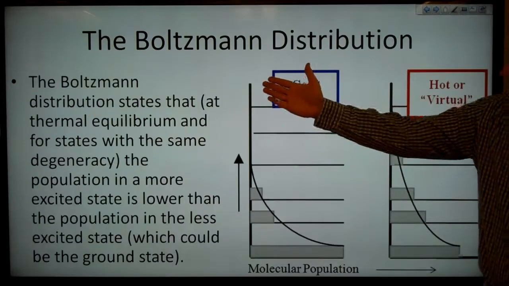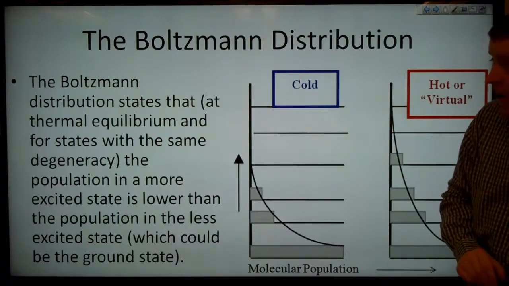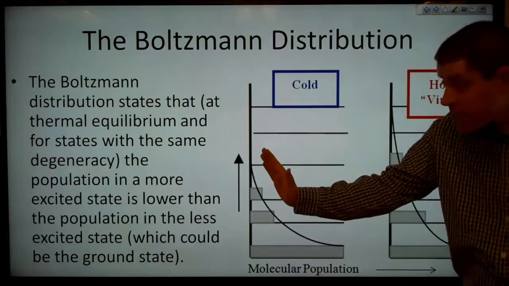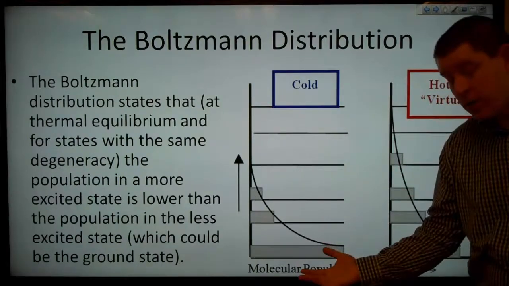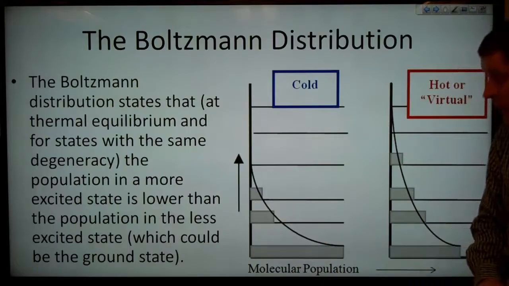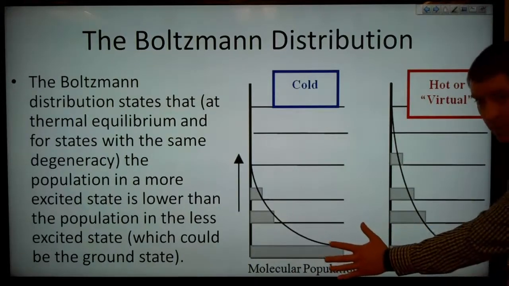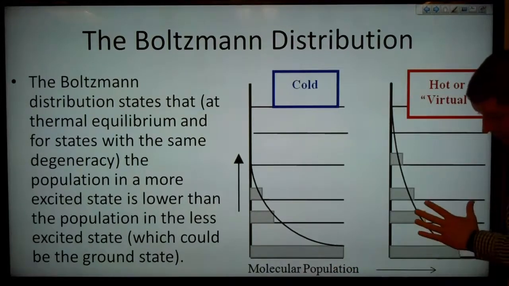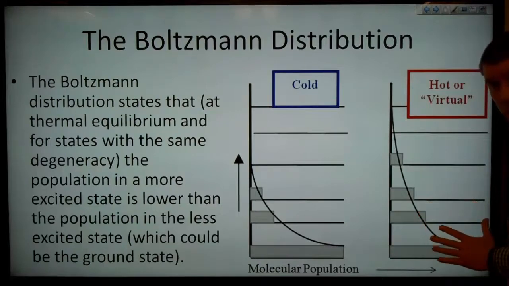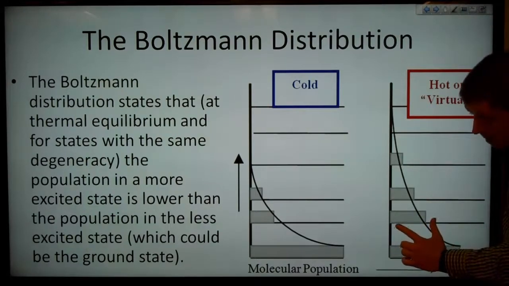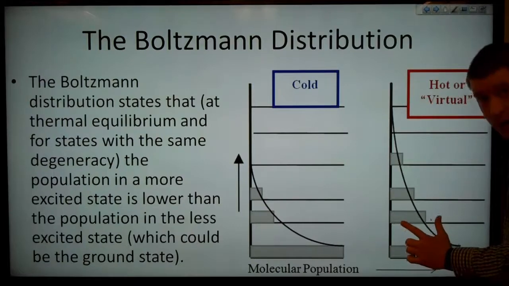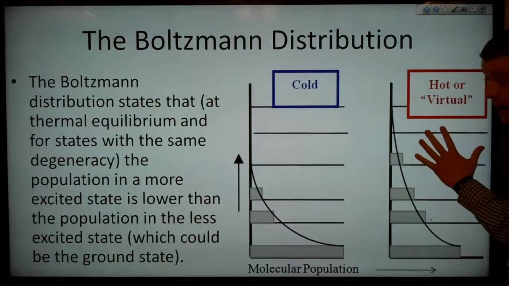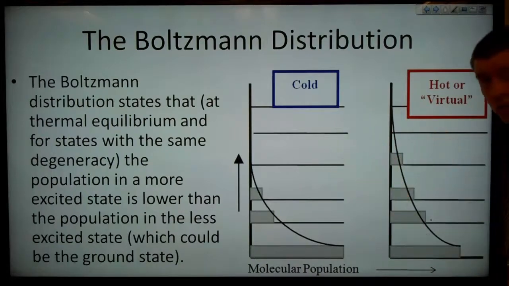So the Boltzmann distribution states that at thermal equilibrium, and for states with the same degeneracy, the population in a more excited state is lower than the population in the less excited state, which could very well be the ground state. And note that as we move from a lower temperature to a higher temperature, the Boltzmann distribution says that the relative populations between our states should go up. That is, we get a relatively larger fraction of our molecules in the excited state compared to our less excited state when we're at hot temperatures compared to cold temperatures.